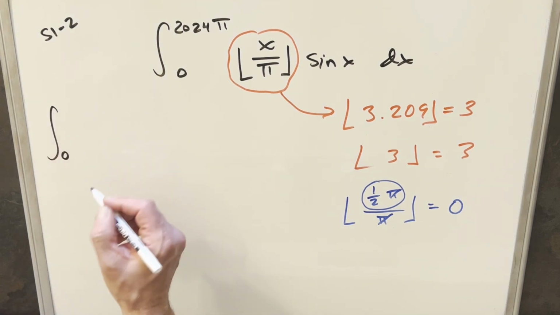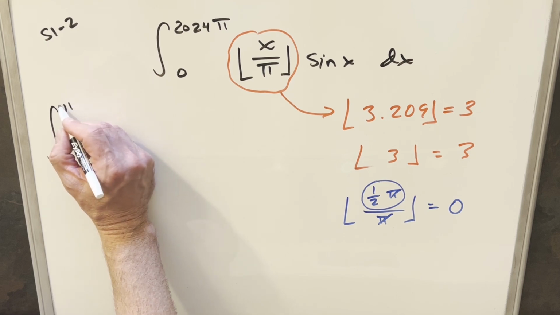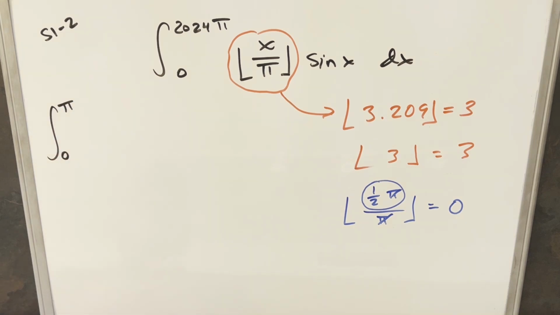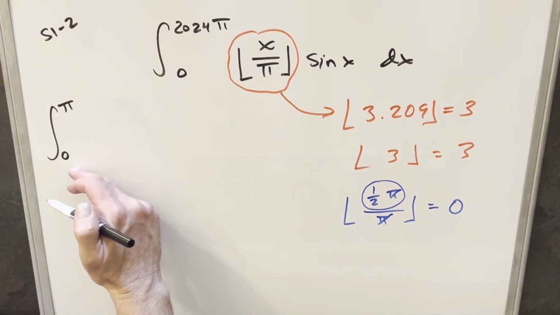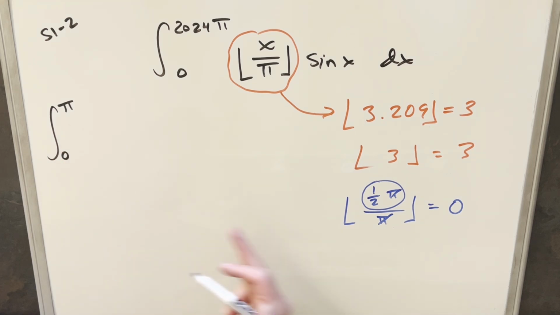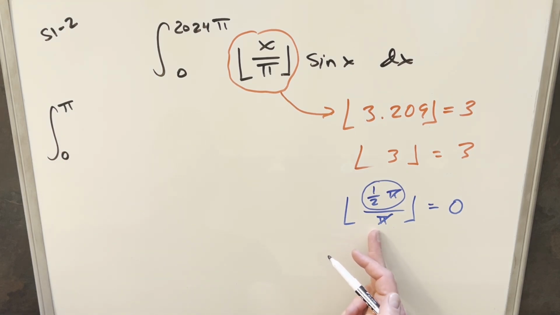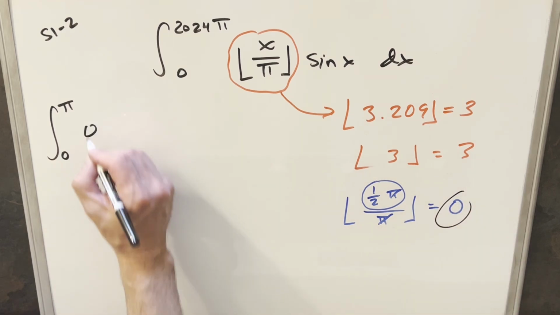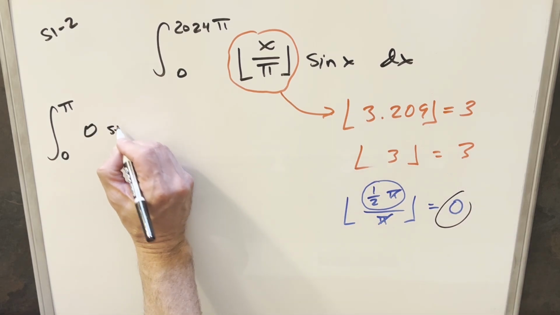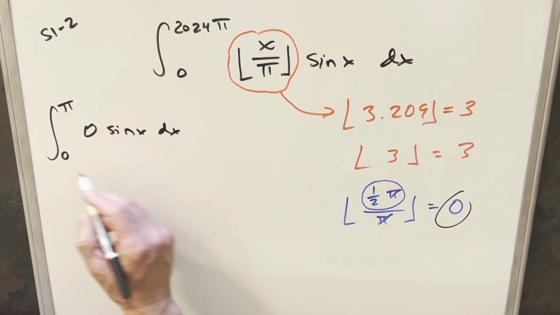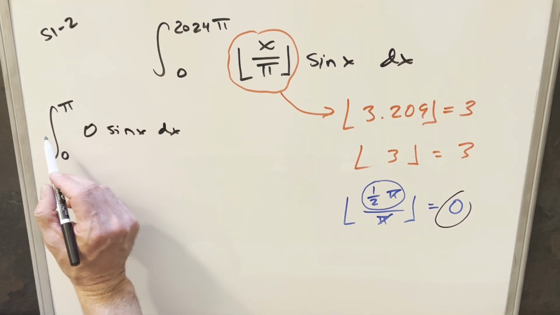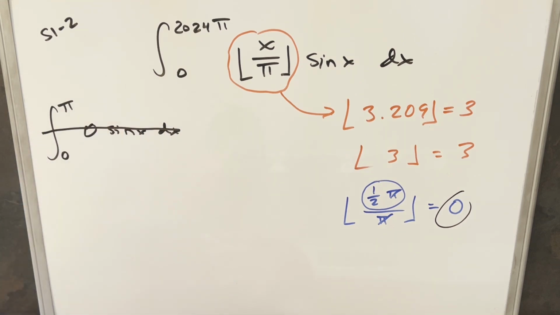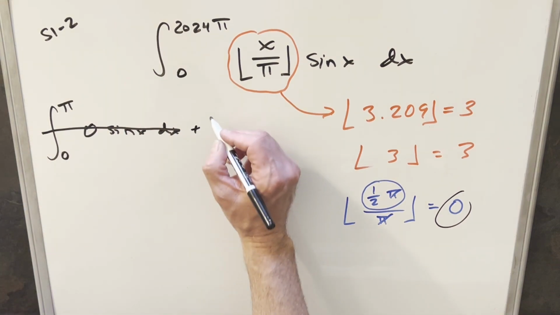For this first one, we're going to integrate from 0 to pi. This means all of our x values are going to be between 0 and pi, which is exactly the situation we just saw. So for everything with our floor function, it's going to round us down to 0. We're going to get a 0 times sine x dx. Of course, we don't care what else there is, because the 0 is just going to zero out everything in this first integral.